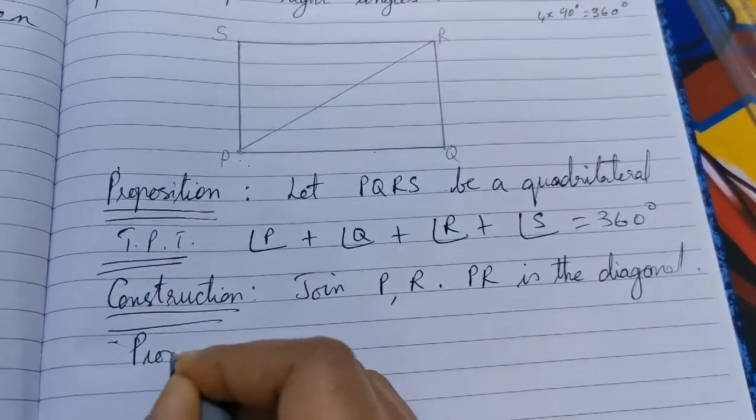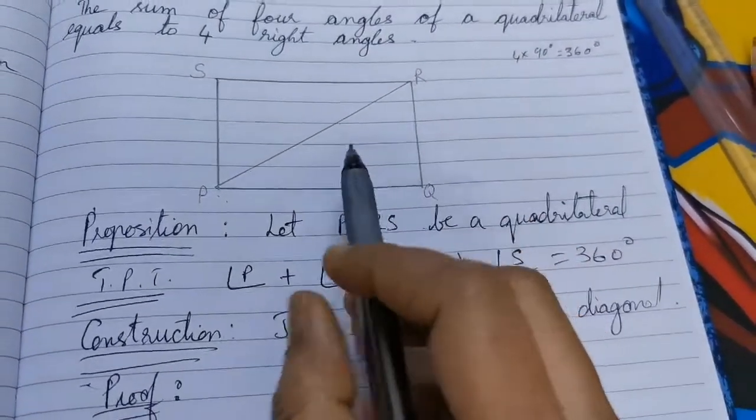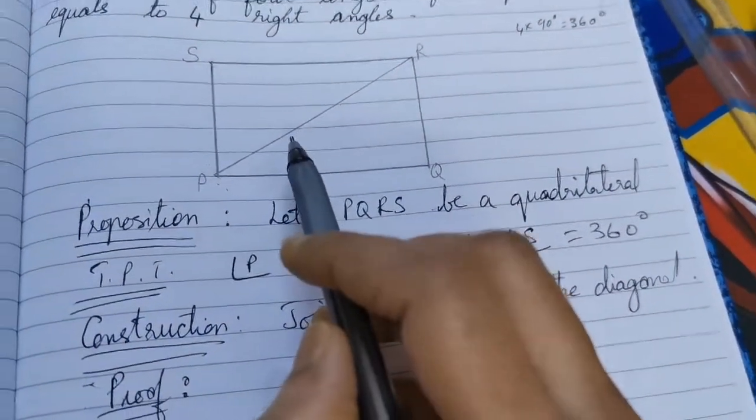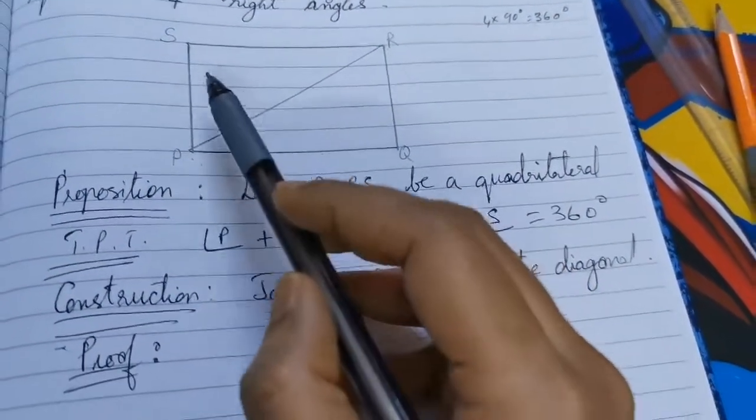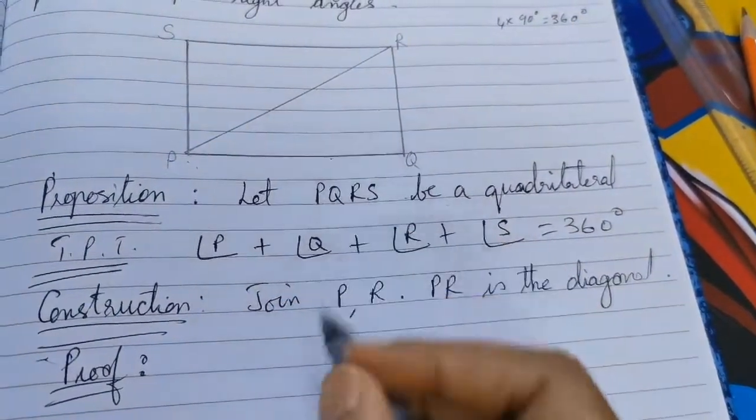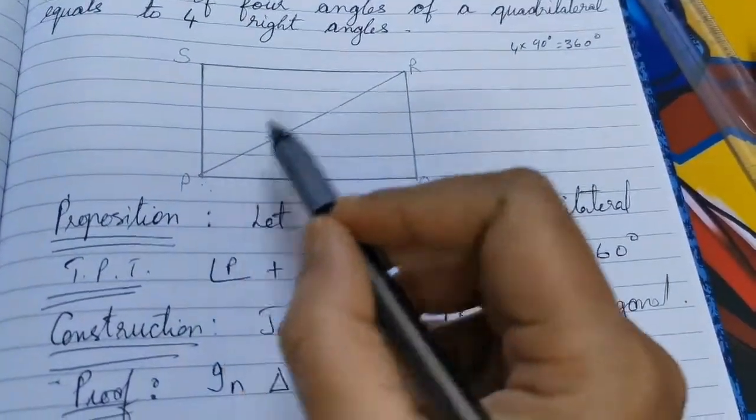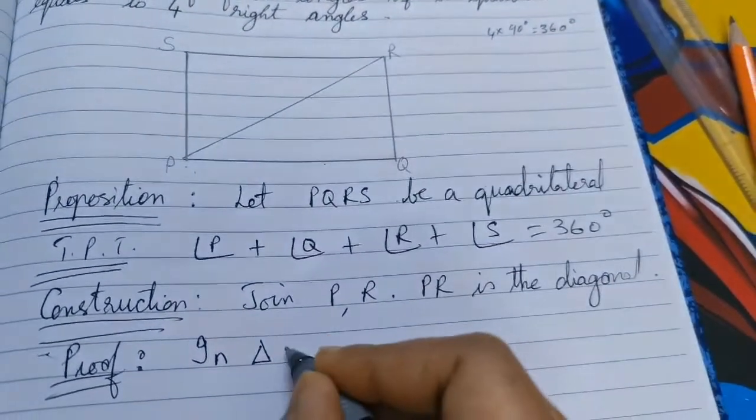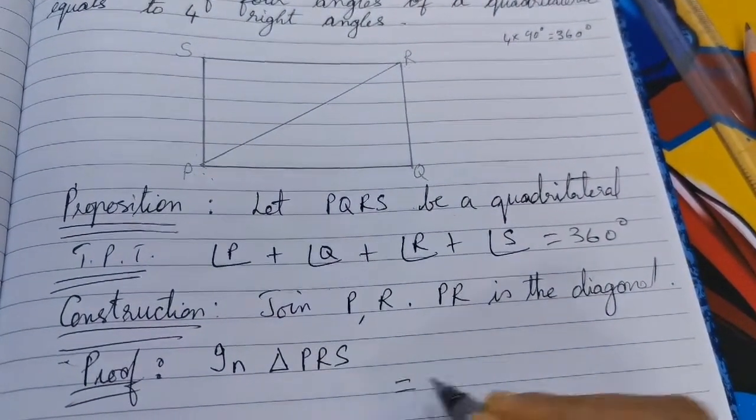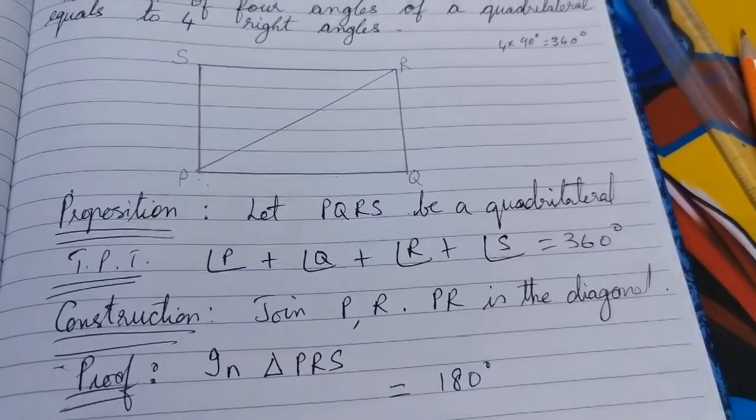Now, to get into the proof. We know that the sum of the angles in a triangle is 180 degrees. So, the sum of the 3 angles in a triangle is 180 degrees. Now, I am taking the first triangle, which is triangle PRS. In triangle PRS, the sum of the 3 angles is 180 degrees. Now, let us see what the 3 angles are.